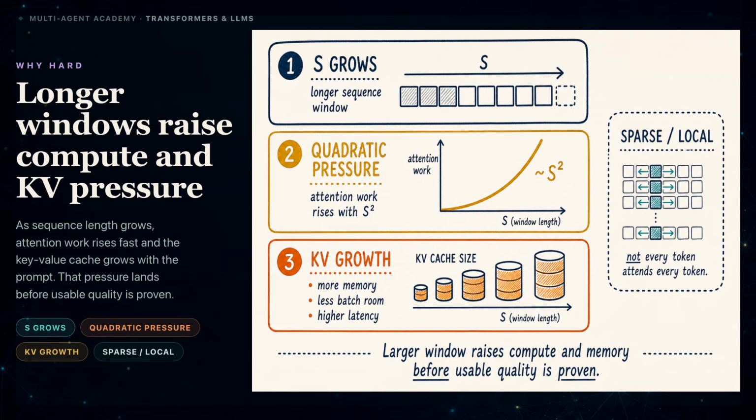During generation, the model also stores key and value vectors from earlier tokens in a key value cache. This cache grows with the sequence, so longer prompts use more memory, leave less room for batching, and often increase latency. Sparse or local attention can reduce some of this pressure by limiting which tokens interact with each other. The important point is that compute and memory costs arrive as soon as the window grows, while usable quality still has to be tested.